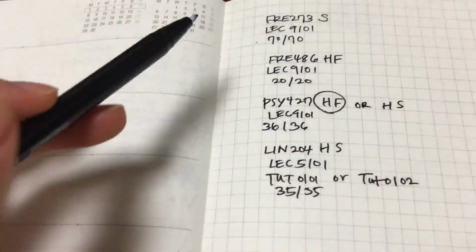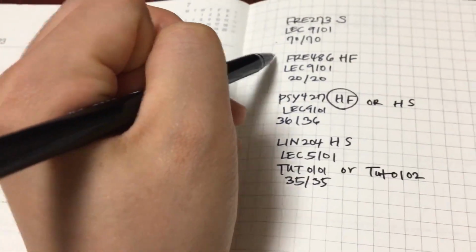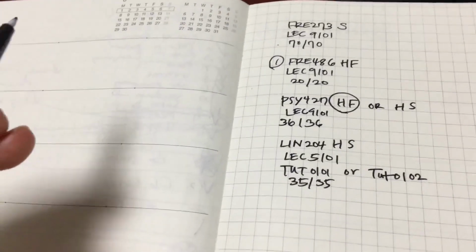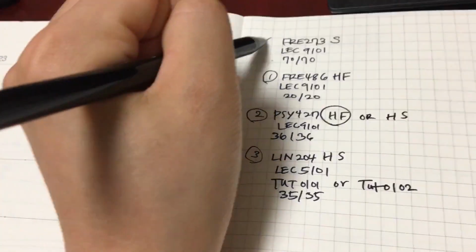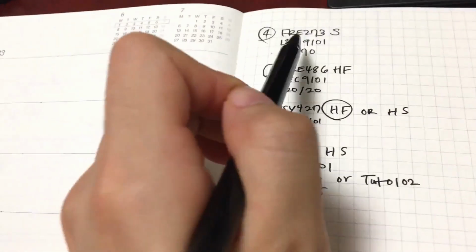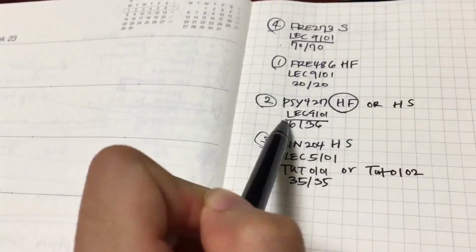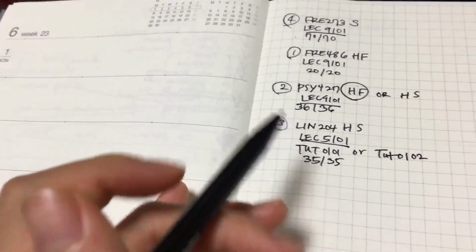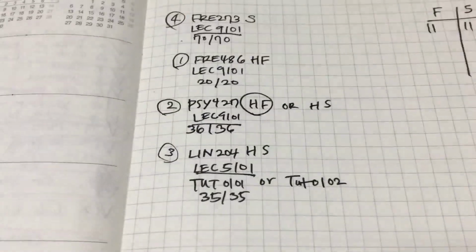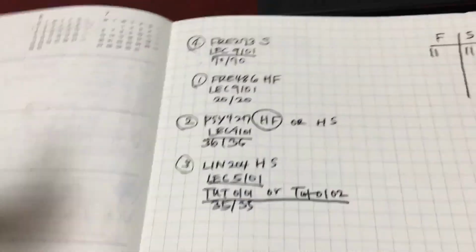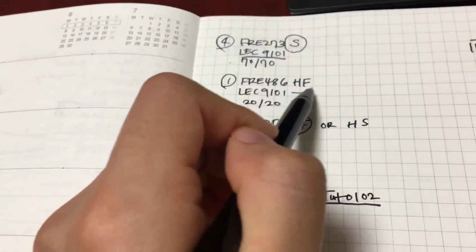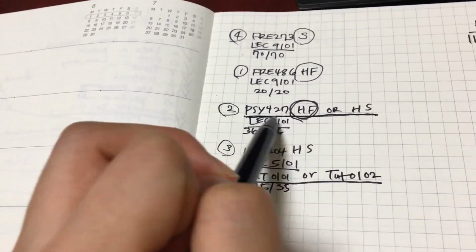So after writing down how many spaces are available, I like to order it. So this one has the least amount of spaces, so I'm gonna have to enroll in this one first, second, third, fourth. I also wrote down the specific lecture number that I want to enroll in so that my scheduling is correct. And I also wrote down the specific tutorial that I have to enroll in. I also specified the term that I want to enroll in. In this case, it's offered for fall and spring.